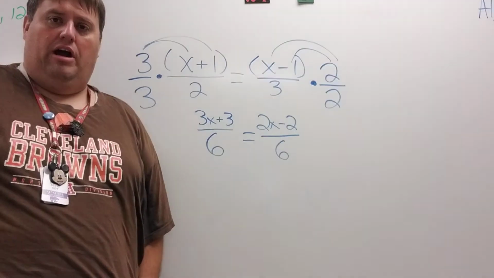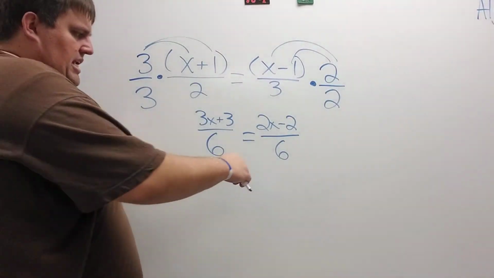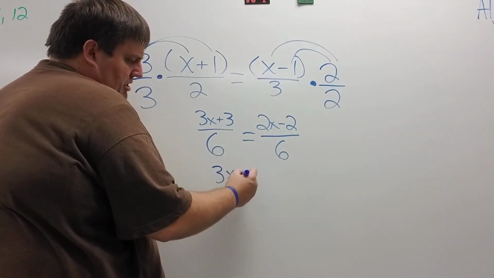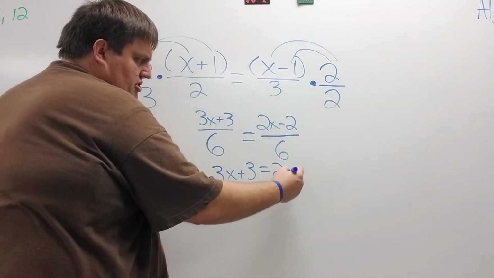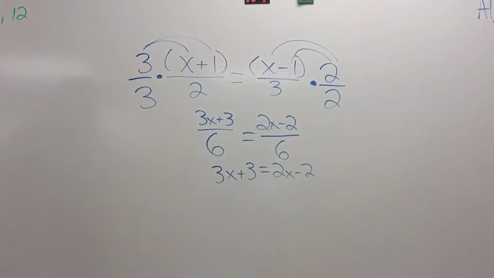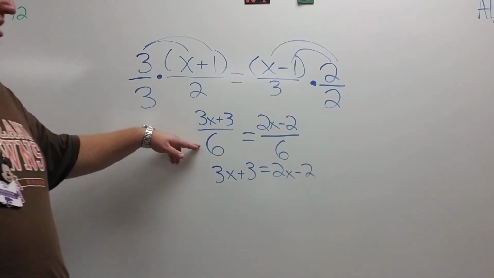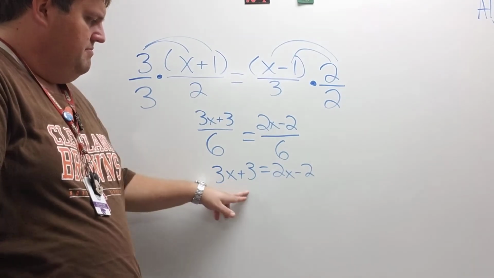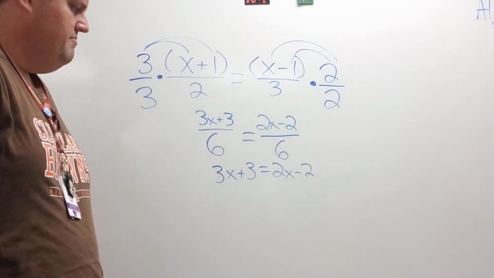Now here's the cool part, right? Since they both have a denominator of 6, I can drop those completely and just solve the numerators. That's pretty awesome, huh? So since they are both 6, I know really what I'm solving for is trying to make the numerators the same, so I can just use the numerators.